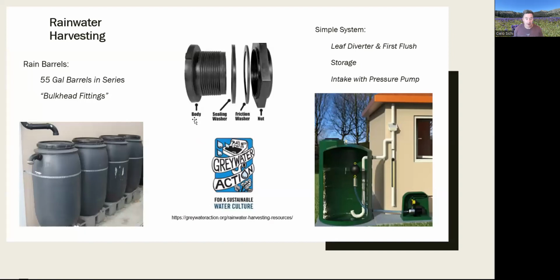So looking at rain barrels, here's some relatively simple systems. These are just simple 55-gallon barrels in series connected with bulkhead fittings. This right here is a bulkhead fitting. Okay, so this makes it so that you can connect a threaded pipe through some sort of tank.